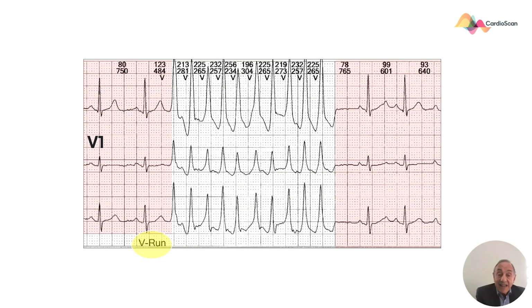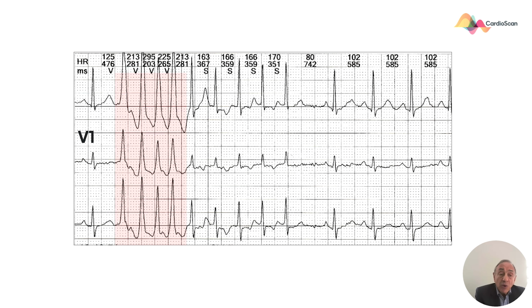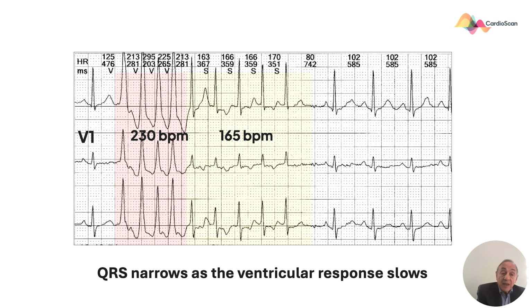Here is a case in which very few people would question whether this is a ventricular tachycardia or not. But when we follow in the Holter monitors and look elsewhere, we can see that here is the very rapid ventricular tachycardia, and as it slows, aberrant ventricular conduction disappears. 230 to 165 beats per minute.